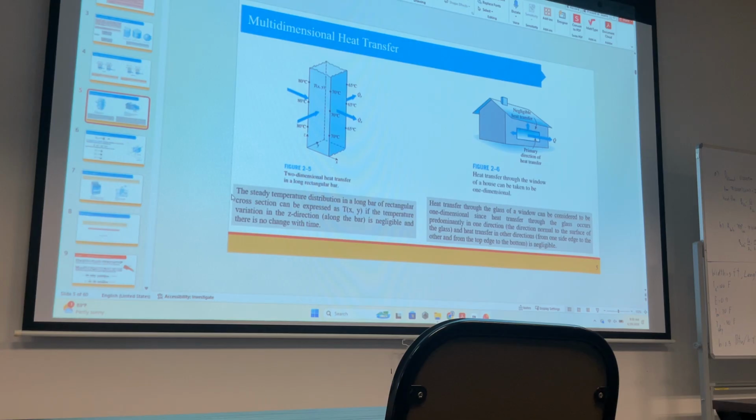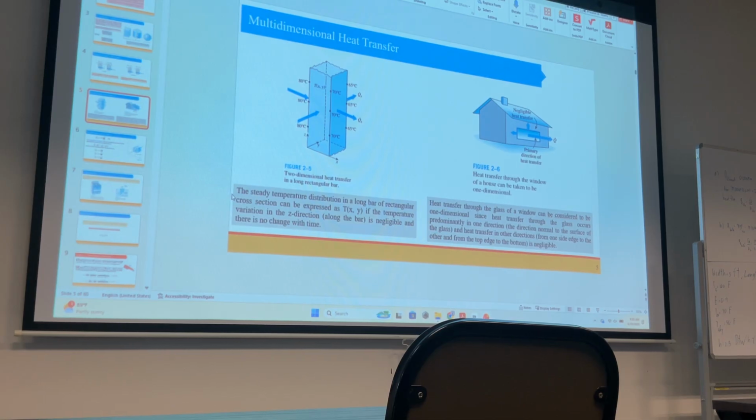So the steady temperature distribution in a long bar of rectangular cross section can be expressed as T(x, y). Capital T is temperature. Temperature is varying in the X and Y direction. It is of course varying in the Z direction as well, ideally, but it's very low. So we are going to neglect it. If the temperature variation in the Z direction along the bar is negligible, there is no change with time.